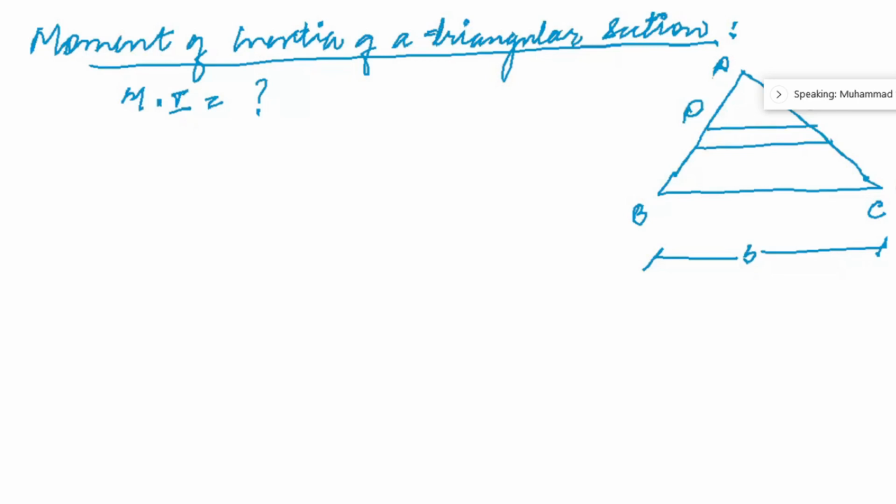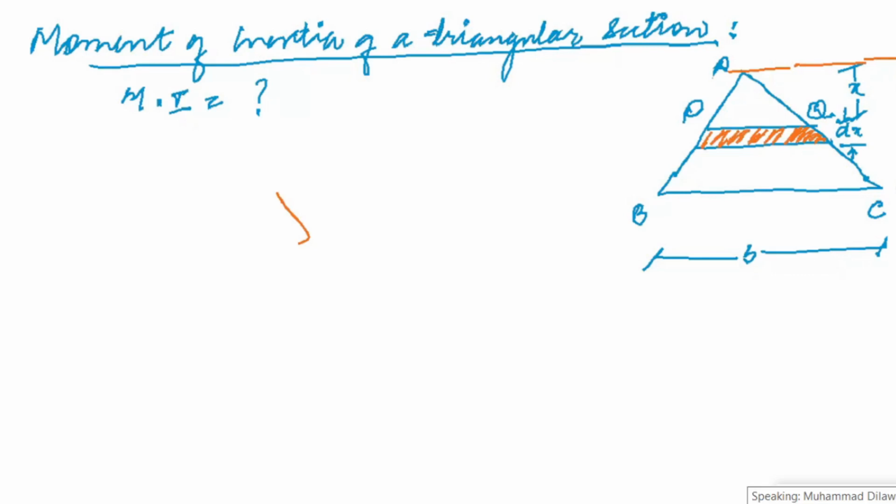Let's say here we have considered this elemental area, PQ, and it has a thickness of dx. And that elemental area's distance from the top vertex is x. This is x, and the total height of the triangular section is H. Now we have an elemental strip PQ whose thickness is dx, and width is PQ.